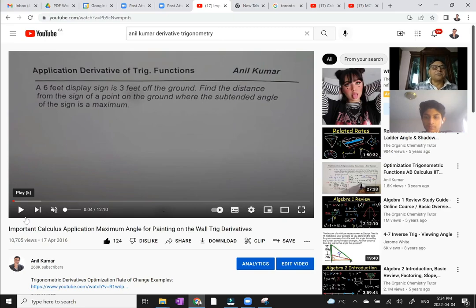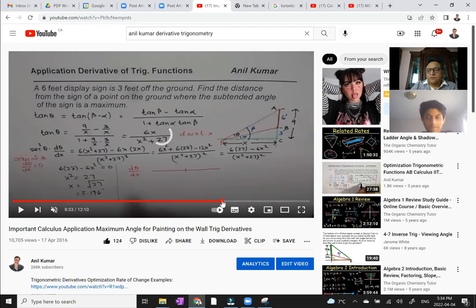A 6 feet display sign is 3 feet off the ground. Find the distance from the sign of a point on the ground where the subtended angle of the sign is maximum. So we have to make that angle maximum. We have taken that angle to be vertical: 3 feet off the ground and then 6 feet above, that is the signboard. In this particular case, we have to write down the trigonometric relation first.